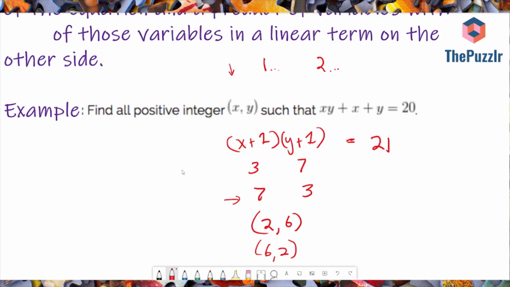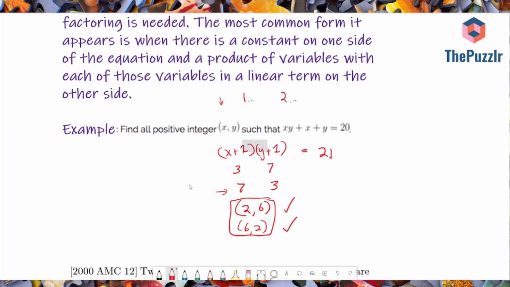Checking both of those, 2 times 6 plus 2 plus 6, that's 12 plus 8, which does give us 20, so it works. And same thing for the second one. So these are our two solutions. It's quite important that you double check your solutions because usually for AMC problems, they'll have a certain restriction that you need to follow.